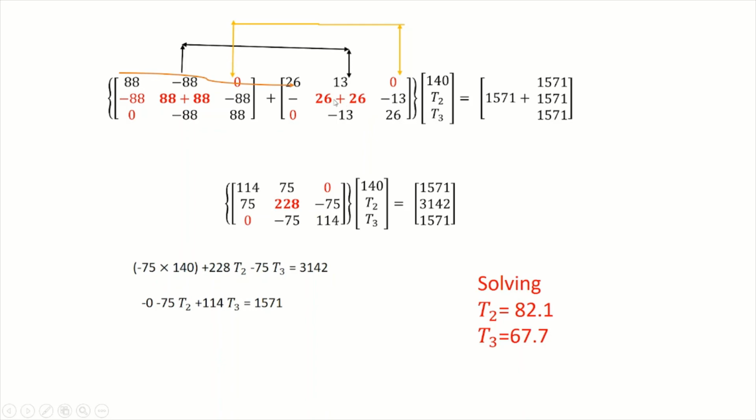Now a little bit about matrix operation. This will be added to this part. This will be added to this part. This will be added to this part. Got it? So we will get the whole matrix. The same goes for all the elements. This one will be added to this one. This one will be added to this one. Got it? So it goes like that.